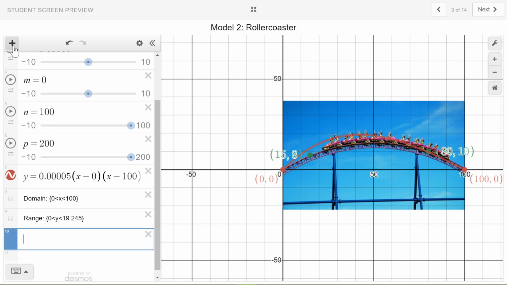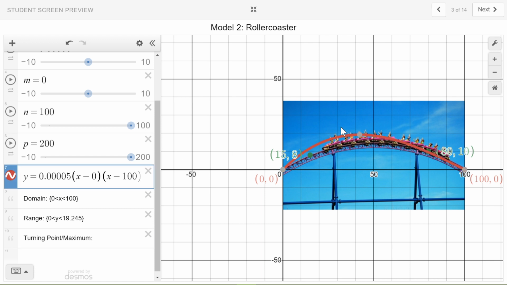Then what is really important is turning point. For my maximum, and this happens, it's not in the middle this time. It happens at 42, sorry, I couldn't remember that number.